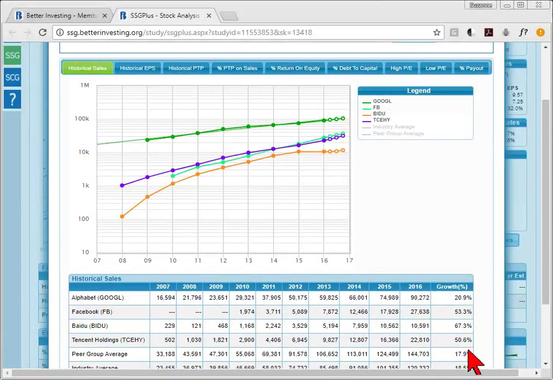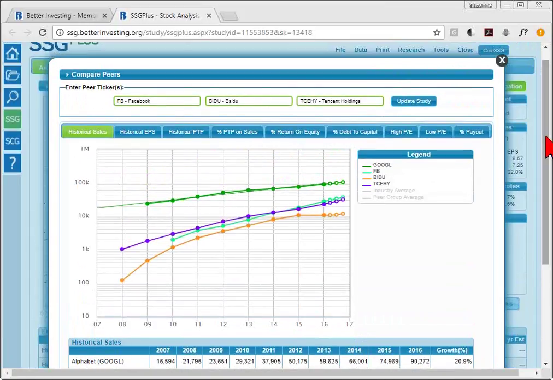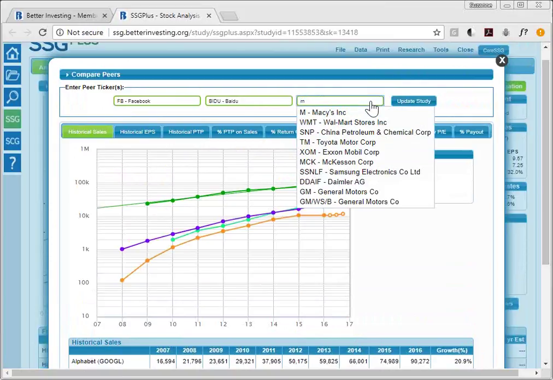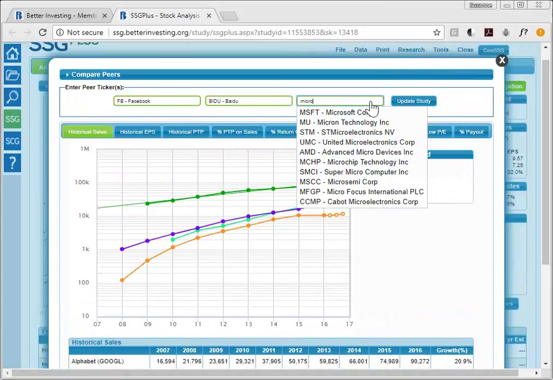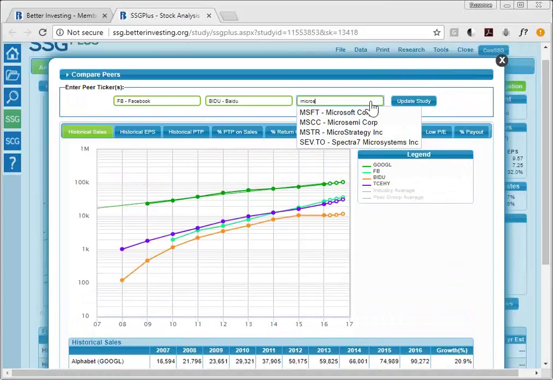So let's look at these growth rates, all with very, very robust growth rates, Baidu being the smallest of those companies. Now let's say we're studying some other company and we want to replace it, or we're studying Google or Alphabet and we just don't want a Chinese company in there as a comparison. So I've seen Facebook come across from our attendees. I've also seen Microsoft, so I'm going to put Microsoft in here. And if I didn't know the name of the Microsoft ticker, I can simply start typing the company name and it'll get picked up, and then I'll click on it.